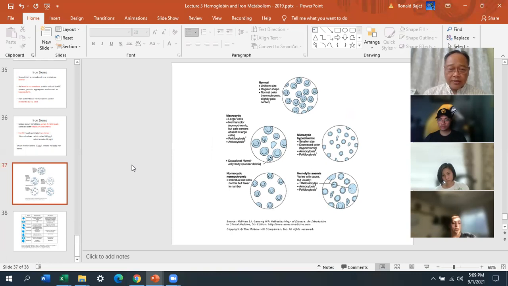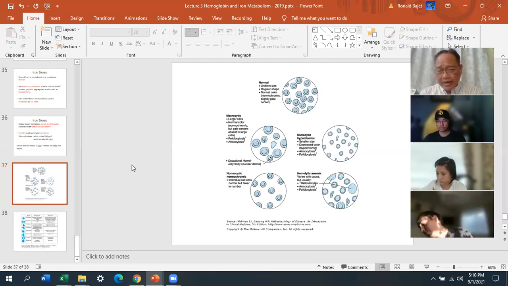Here are some drawings of some red blood cells. You've got normal red blood cells, with your normal central pallor. I kind of don't like this, but I'd rather show you real cells. Macrocytic cells are large cells. Microcytic, hypochromic cells are your small cells with large central pallor. Normocytic, normochromic are your normal cells.